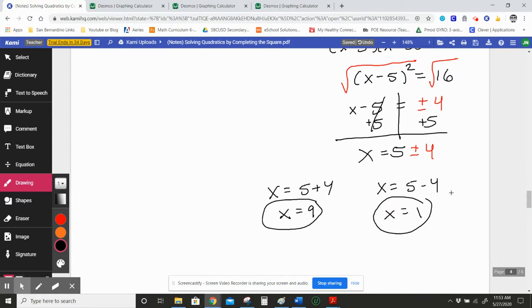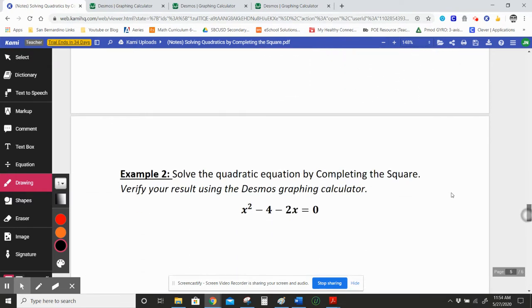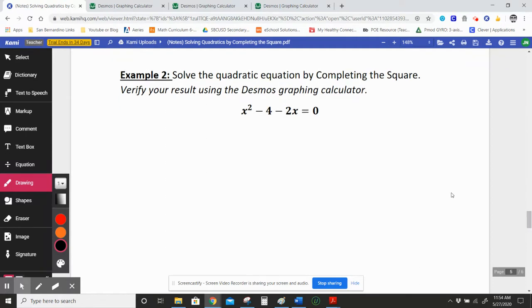Now that I've proved to you guys that it actually works, we're going to do 2 more examples by the method of completing the square so you can get the steps down. And then you can do the 10 example problems on your own. So example number 2. This time we're only going to use completing the square because this is actually not factorable. You can check it yourself if you want.